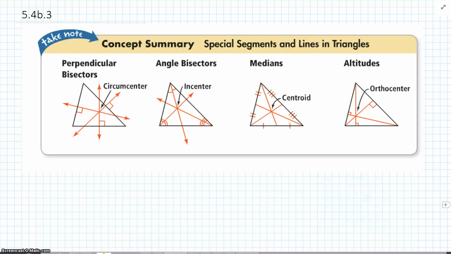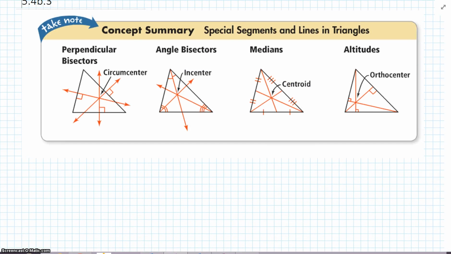Let's briefly go over all the neat things we learned about triangles. Where the perpendicular bisectors all intersect is called the circumcenter, and the circumcenter is equidistant from all the vertices. Where all the angle bisectors intersect is called the incenter, because it's always going to be inside the triangle. And that point is equidistant from each side.